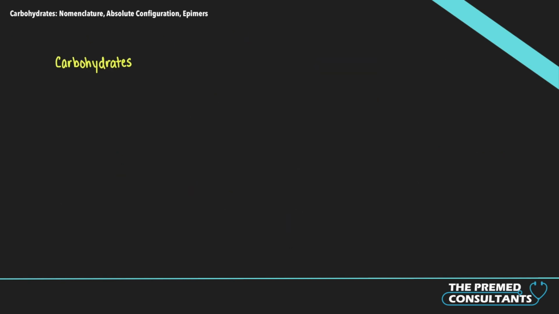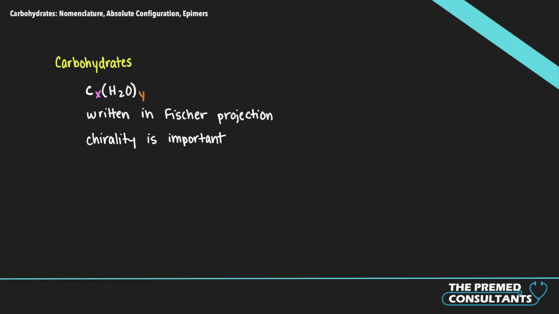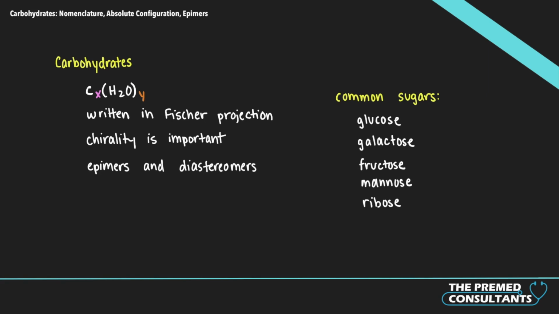In summary, carbohydrates have the formula CxH2O(Y) and are typically written in these Fisher projections. The chirality of sugars is important, and changing a combination of chiral centers produces different sugars that can be epimers or diastereomers of one another. The most common sugars we see in biochemistry are glucose, galactose, fructose, mannose, and ribose, all of which differ in their stereochemistry, whether it's a ketone or aldehyde, and the number of carbons.